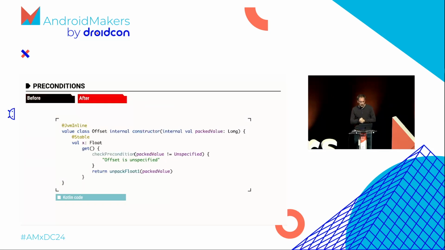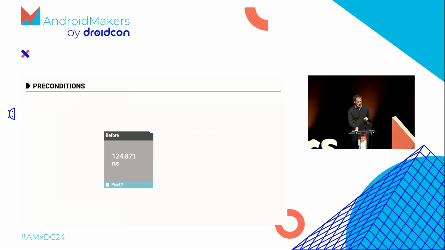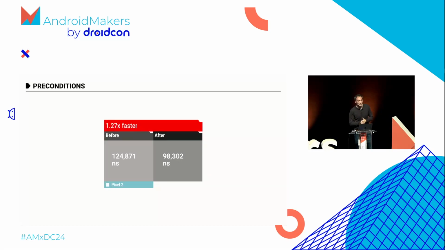Now, here's the fix that we've done in Compose. We replaced the call to check by something called checkPrecondition. checkPrecondition is not part of the standard library, and I'm going to show you what it does. But the difference between the original check and the new checkPrecondition is going from 124,000 nanoseconds down to less than 100. So that's a 1.3 times speed up by just making that change.